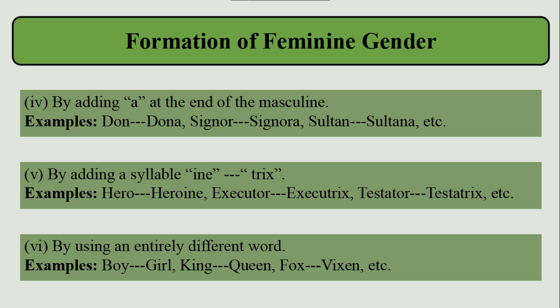We just use a completely different word. Like boy and girl. Exactly. King and queen, fox and vixen. Very old distinctions embedded in the language.